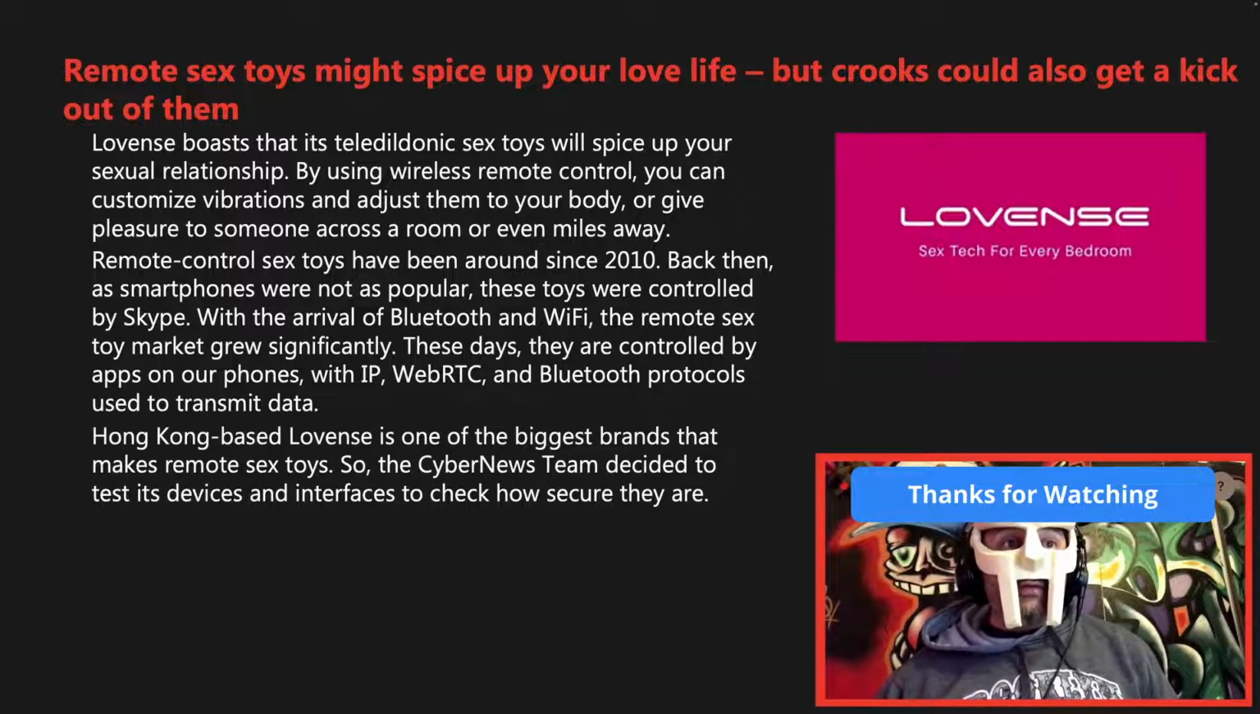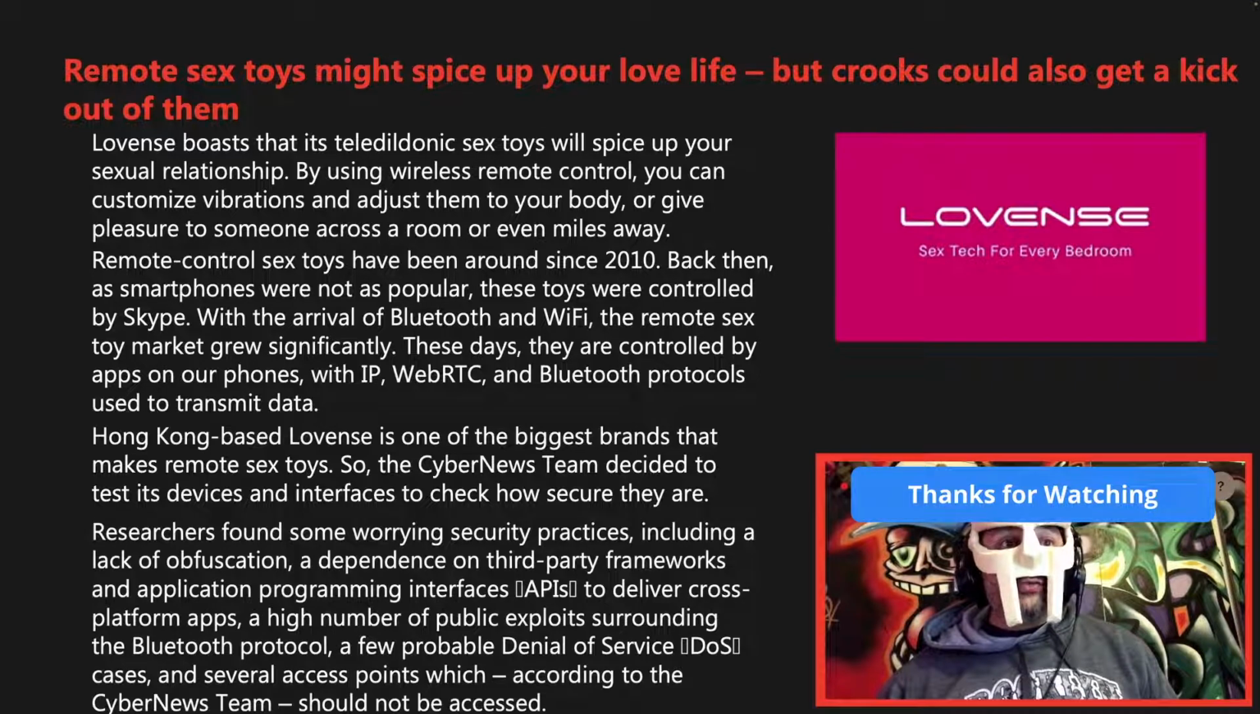Hong Kong-based Lovense is one of the biggest brands that makes remote sex toys, so the Cyber News team decided to test its devices and interfaces to check how secure they are. Researchers found some worrying security practices, including a lack of obfuscation, a dependence on third-party frameworks and application programming interfaces to deliver cross-platform apps, a high number of public exploits surrounding the Bluetooth protocol, a few probable denial-of-service cases, and several access points which, according to the Cyber News team, should not be accessed.